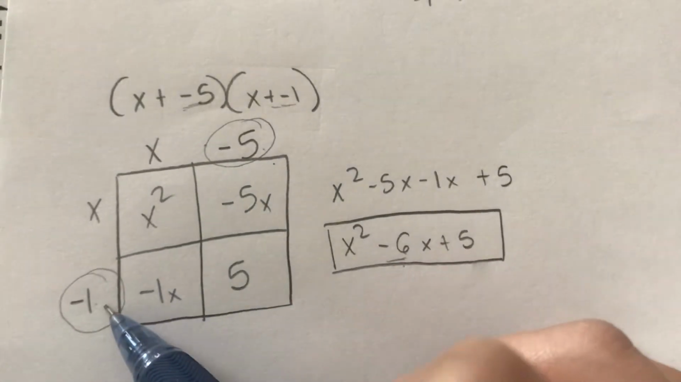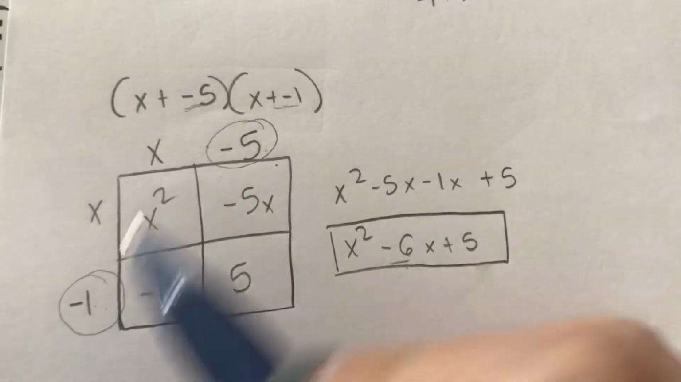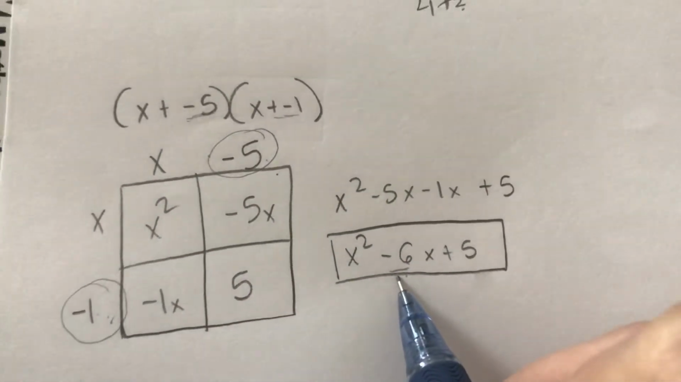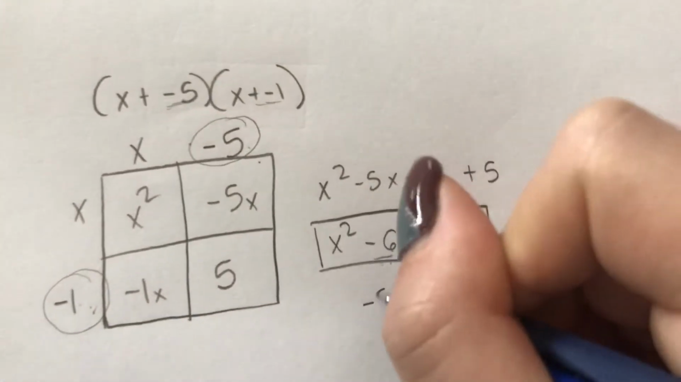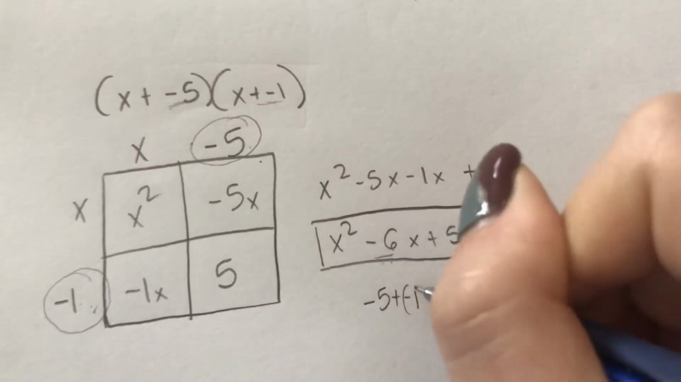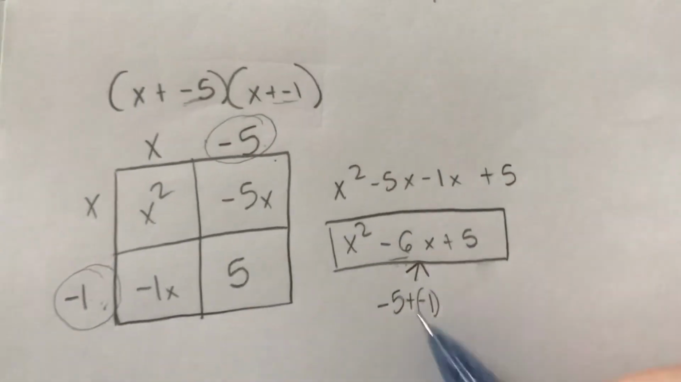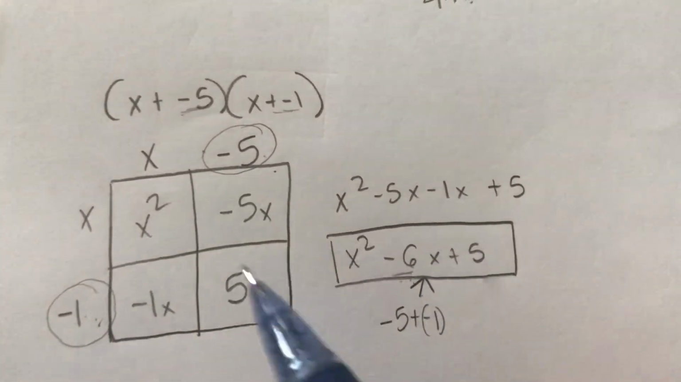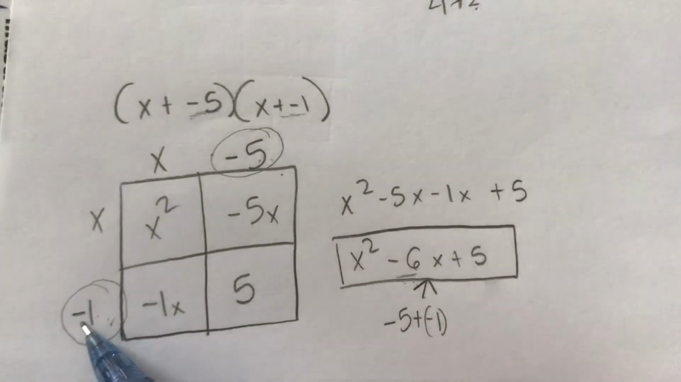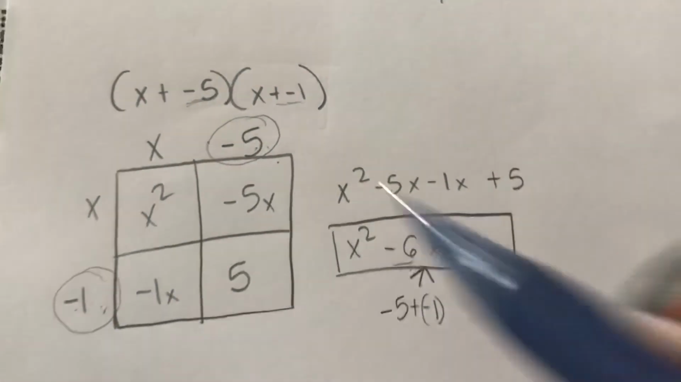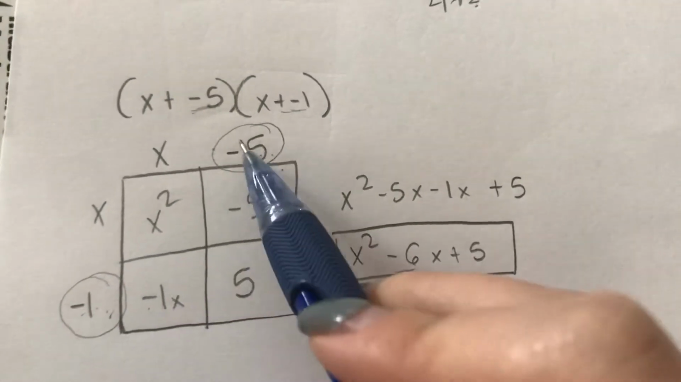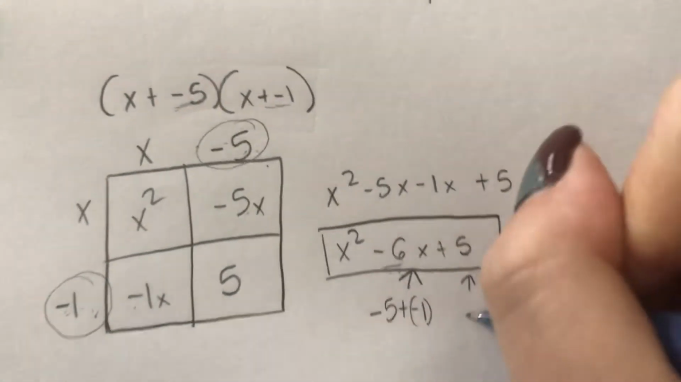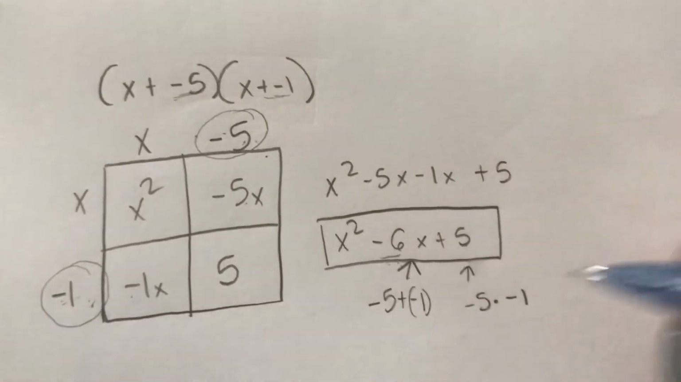-5 plus -1, so that's really like -5 minus 1 gets us to -6x. So -5 plus -1 does equal -6x. So that's the pattern we're seeing. Adding them gives us our b term. And then if we multiply the same two constants, we get our c term. -5 times -1 does in fact give us +5. Because a negative times a negative is a positive.